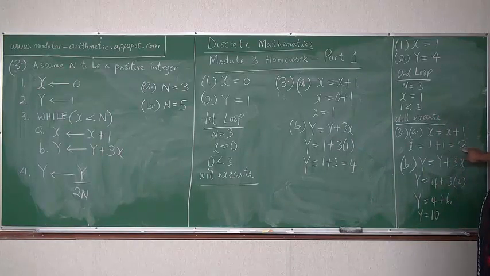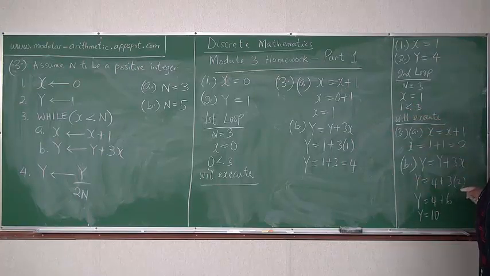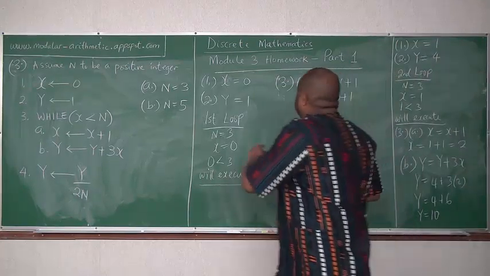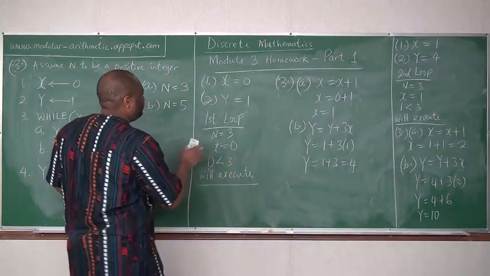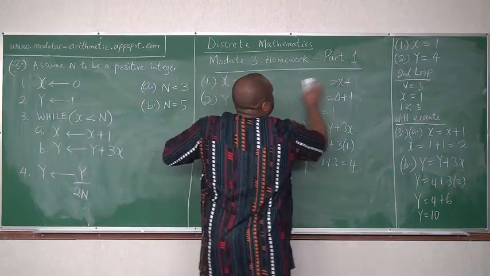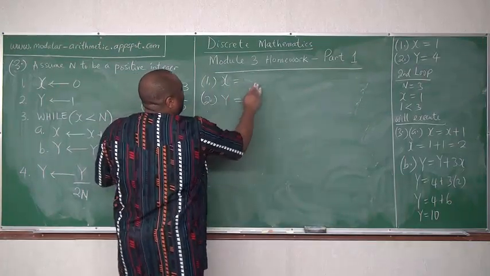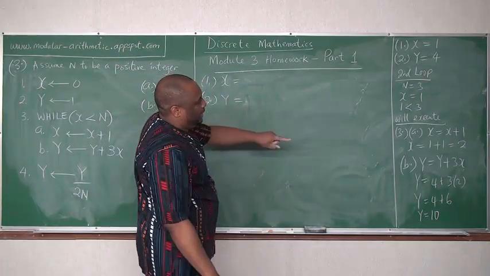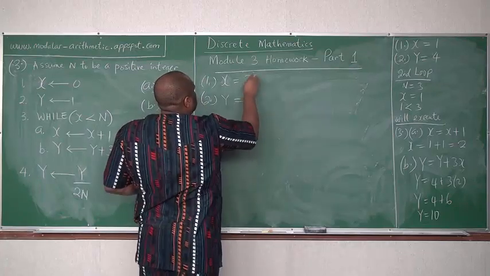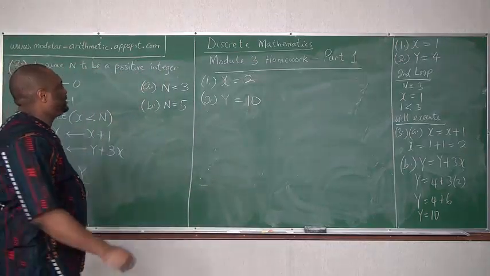Then x is still here. X is, I'm sorry, x is equal to 2. And 2 is less than 3. Okay, so let's see what happens in the next part. So I'm going to erase this here. This is the second loop. So in this case now, our x is equal to 2, and then our y is 10.